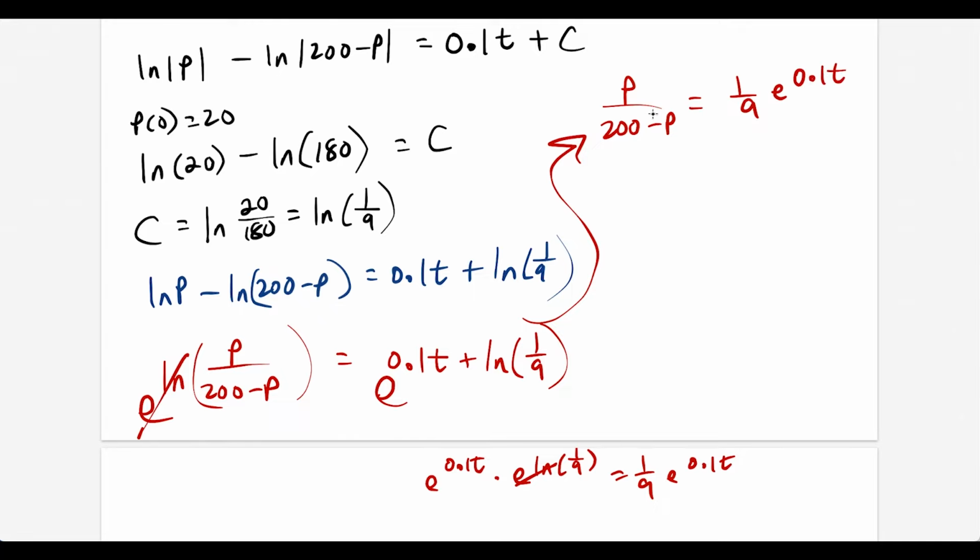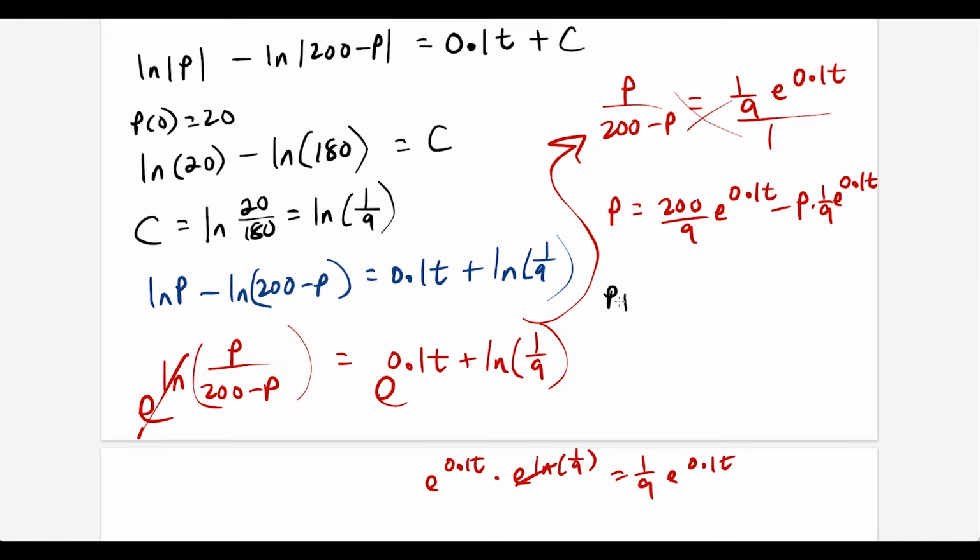And now the rest, we're just solving for the variable P. So we're going to multiply both sides here by 200 minus P, or you can just think of it as we're cross multiplying. And we're going to have P equals 200 times 1 over 9, so 200 over 9 e to the 0.1t. And then we're going to multiply this expression here by minus P, so we have minus P times 1/9 e to the 0.1t like this. And once again, that's just equal to P, but we need to get these terms here on the same side. So I'm going to add P times 1/9 e to the 0.1t to both sides. And that I'll just show in the next step here like this.